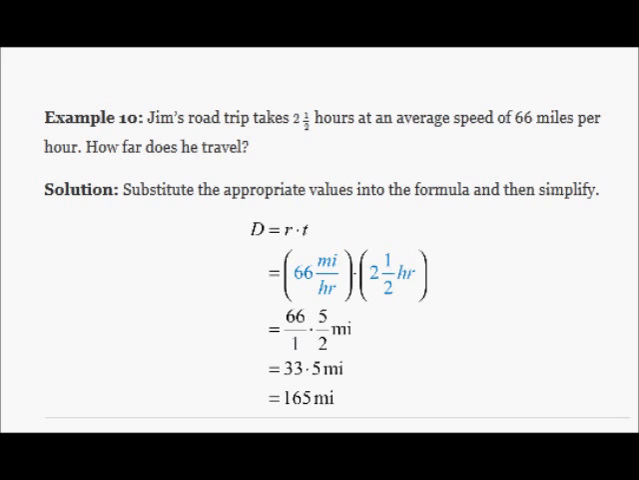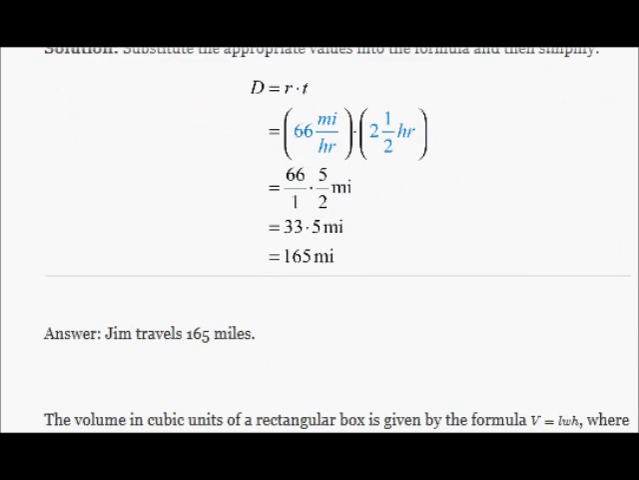I'm sorry, 33 times 5. 66 times 5 halves is the same as 66 halves times 5, which is 33 times 5, which is 165. 165 miles is how far he travels.